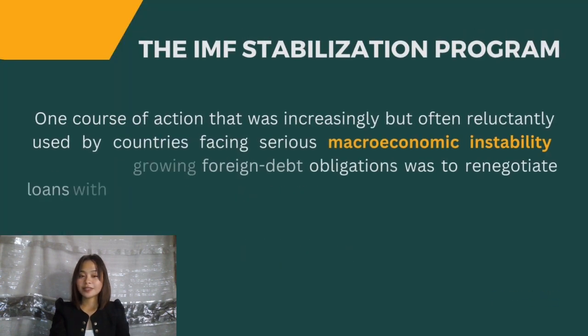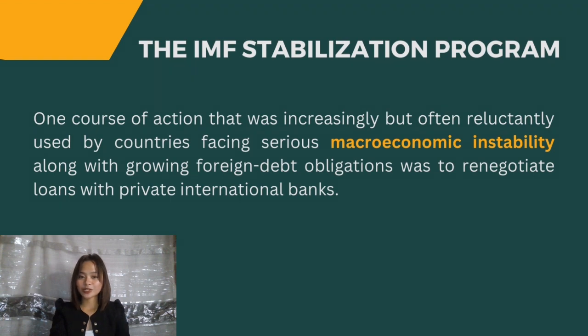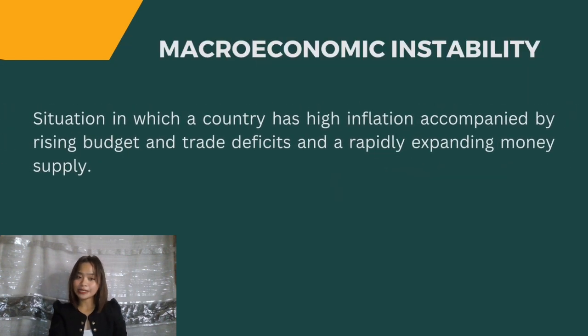So, the IMF stabilization program. One course of action that was increasingly but often reluctantly used by countries facing serious macroeconomic instability along with growing foreign debt obligations was to renegotiate loans with private international banks. And when we say macroeconomic instability, it is a situation in which a country has high inflation accompanied by rising budget and trade deficits and rapidly expanding money supply.